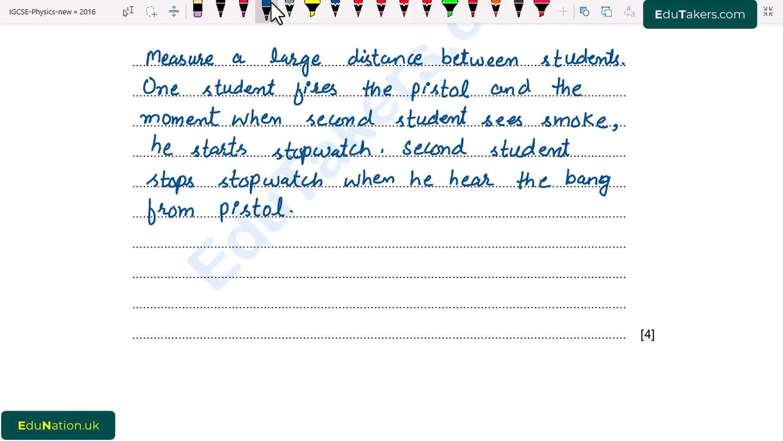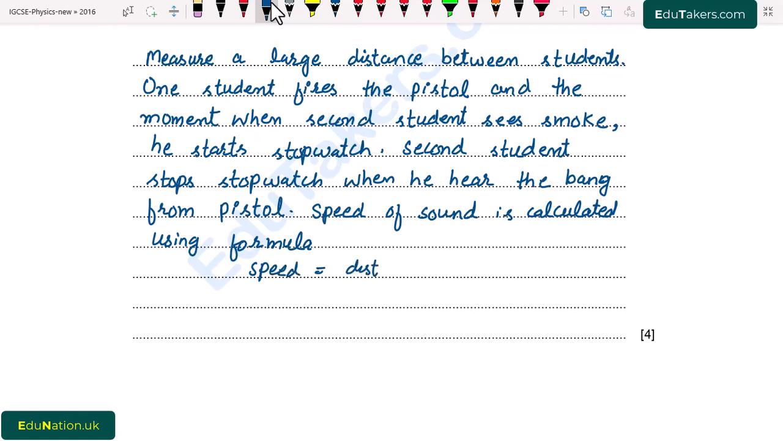So by using the formula that speed is equal to distance over time, we can calculate the speed of sound. Speed of sound is calculated using the formula speed is equal to distance divided by time.